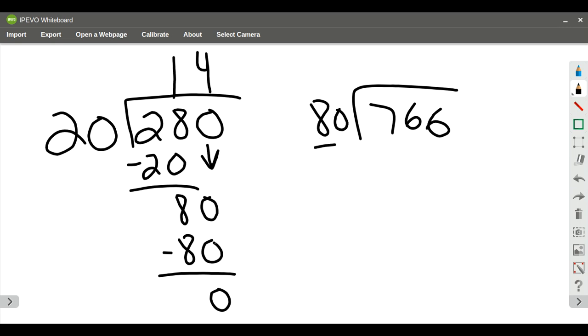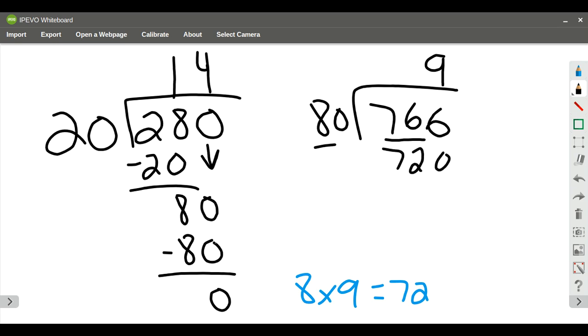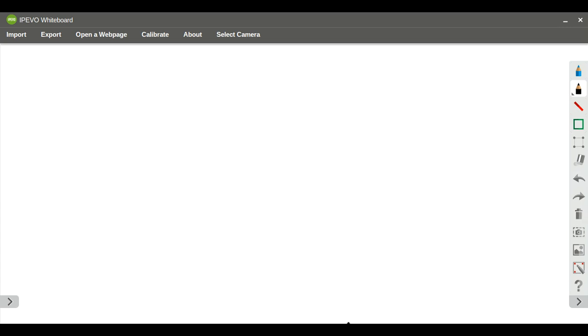So I'm going to use what I know about my math facts. I'm going to take a look here at my 8, and I'm going to underline my 2 digits here. 8 is going to go into 76 about 9 times because 8 times 9 is 72. So 80 times 9 would be 720. So I'm going to put the 9 above the 6. 80 times 9 is going to be 720. I'm going to subtract, and I have 46 as my remainder.